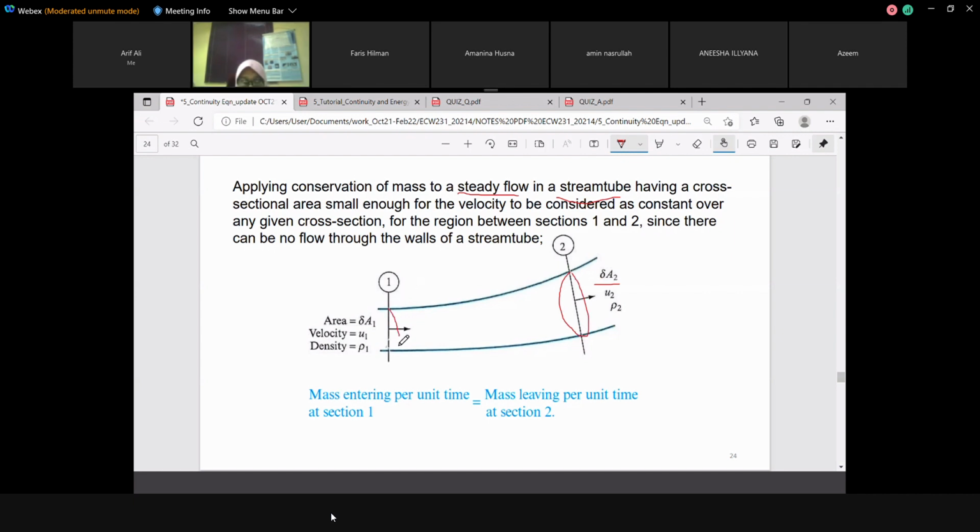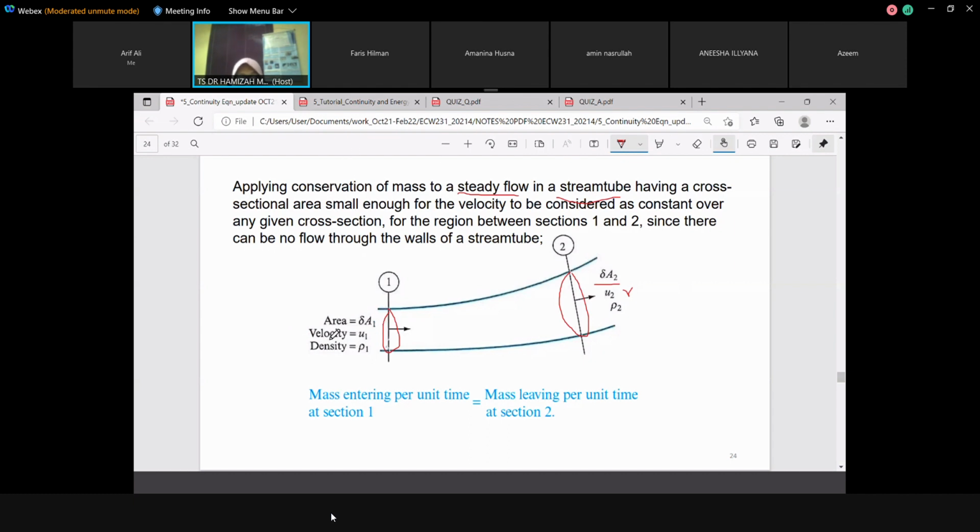Area of the pipe. Okay, then we have velocity U1 or U2, or you can classify it as initial velocity U or final velocity V. Either one, using V or U is the same, it is referring to velocity.